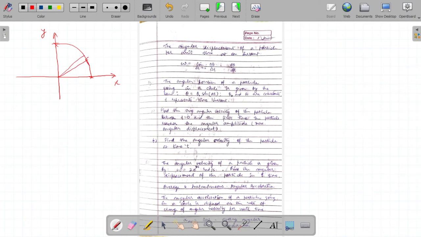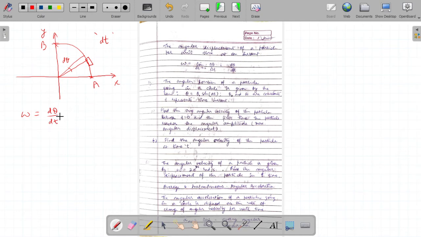So let us take the case of the car which is traveling in a circle from this point A to B, and it has covered some angle d theta in some small time interval dt. So we define instantaneous angular velocity as the ratio of the small angle covered divided by the time interval taken.